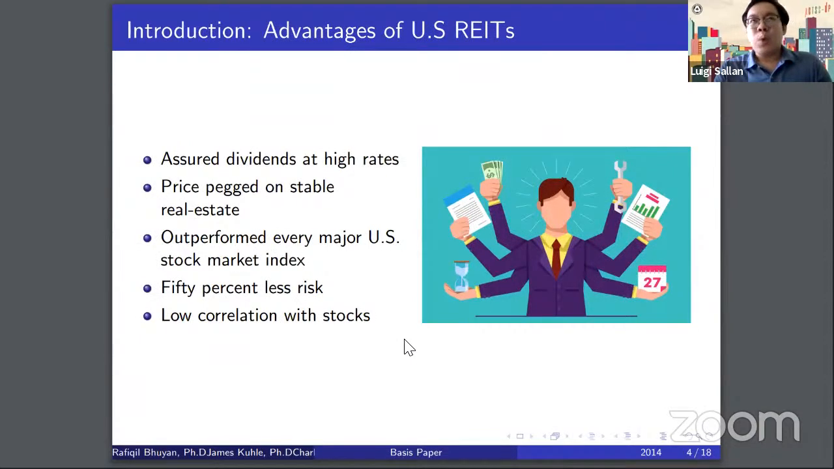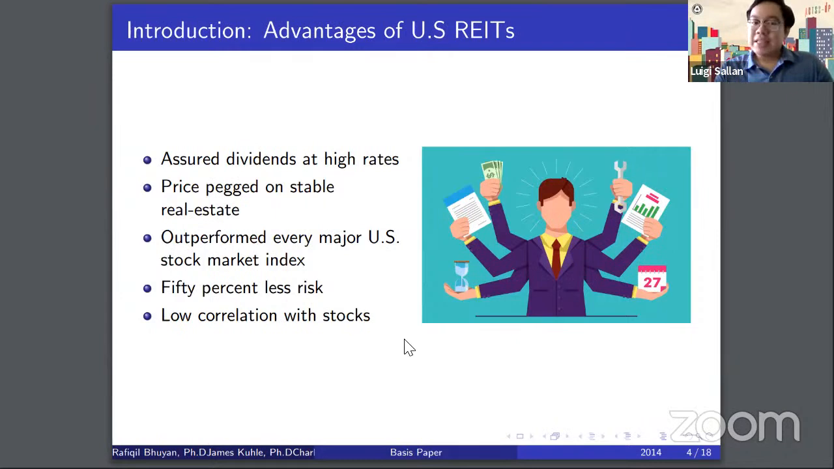So the reasons why they wanted to include the REIT are the following. REITs will have assured dividends at high rates because in the States, REITs also have special tax exemptions. So your dividends are tax exempt at a certain level. Prices are then pegged on stable real estate. So this makes REITs good hedges against inflation or deflation. In times when financial markets are volatile, the real estate market is not expected to behave in the same way and could even appreciate or maintain its value.